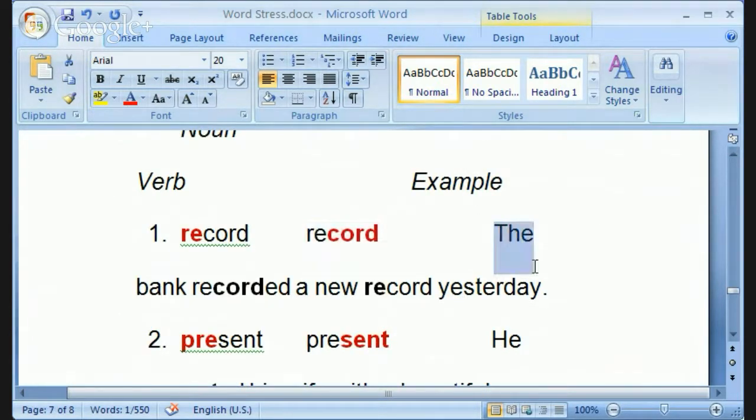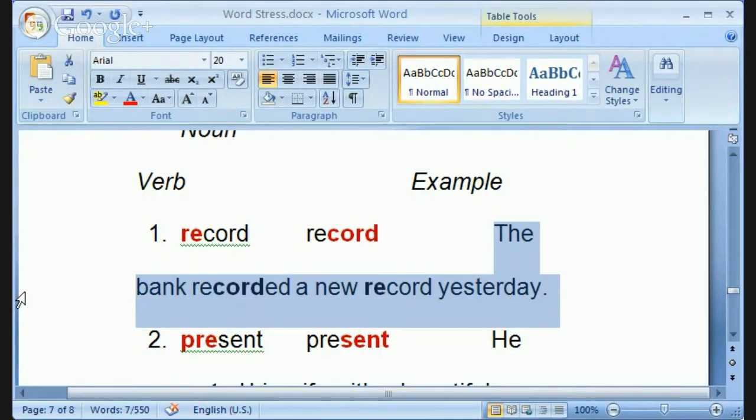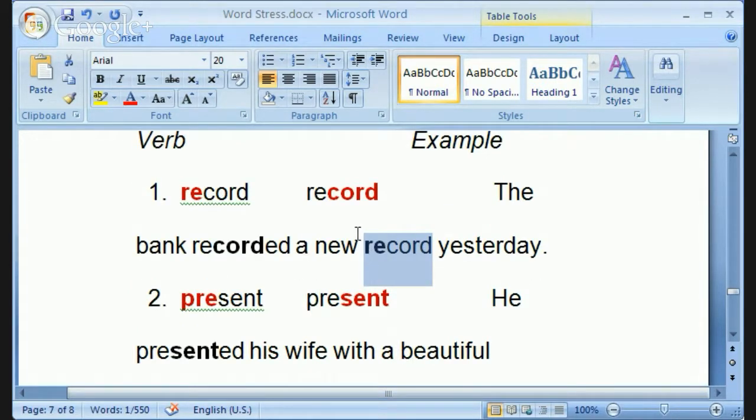Okay. So, Irving, try reading this sentence. The bank recorded a new record yesterday. Perfect. All right. The bank recorded a new record yesterday. Okay, recorded is the verb, obviously past tense, and a new record. Record. Okay, this is super common. It happens a lot.